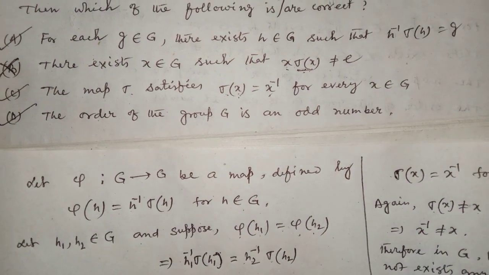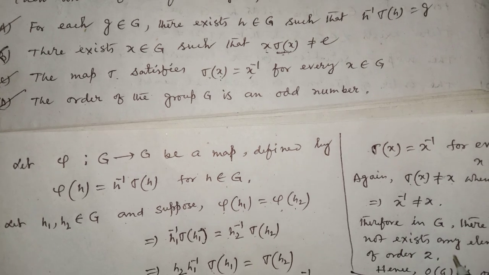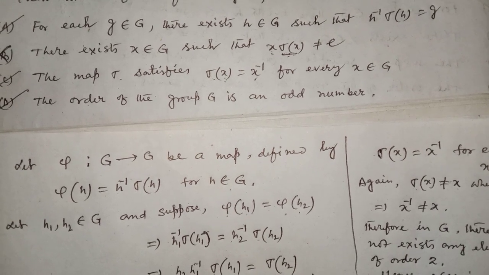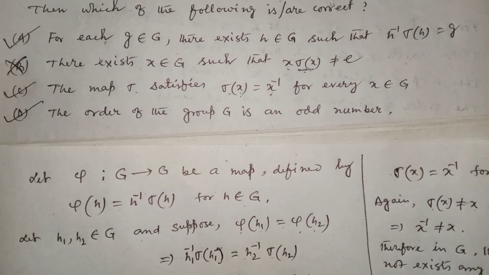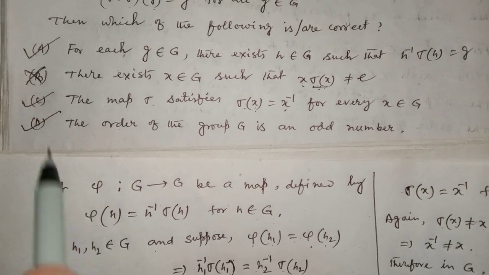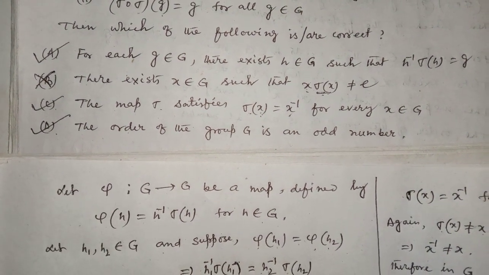The order of the group G is an odd number because there does not exist any element of order 2. Hence options A, C and D are correct options.